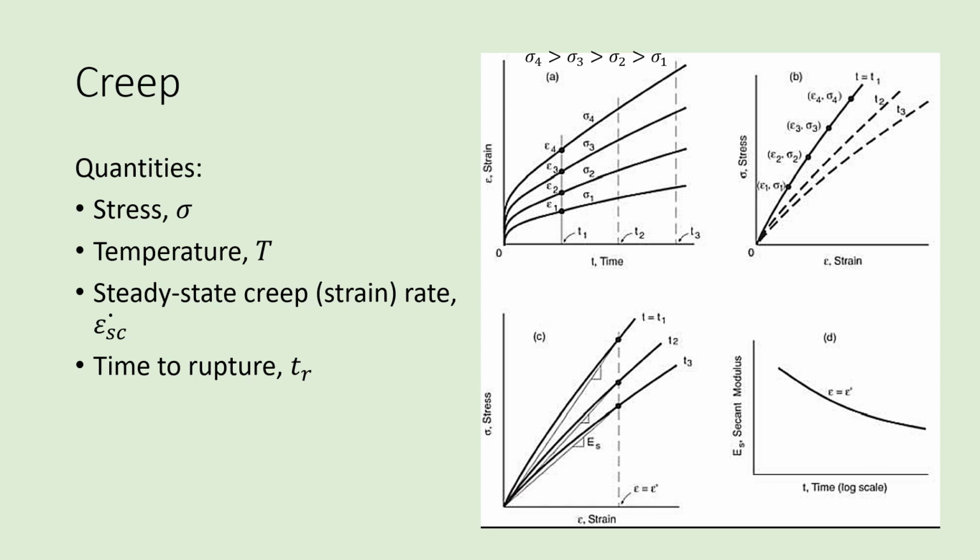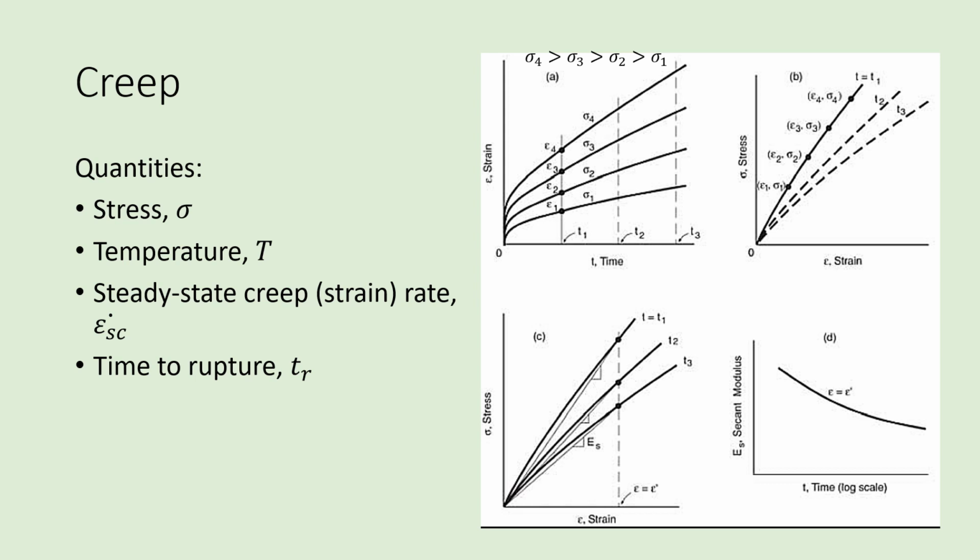In the 4 graphs at the right, you can see the transient and steady state creep response of an object to a series of stresses. As you would expect, higher stresses yield higher strains for a given time point. In graph B, the stresses and strains at time points 1, 2, and 3 are used to create stress-strain plots where each curve represents a different time.